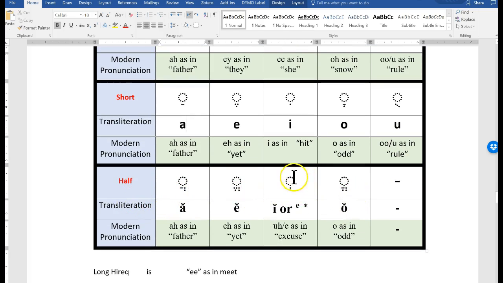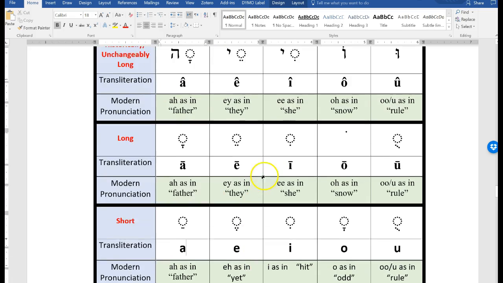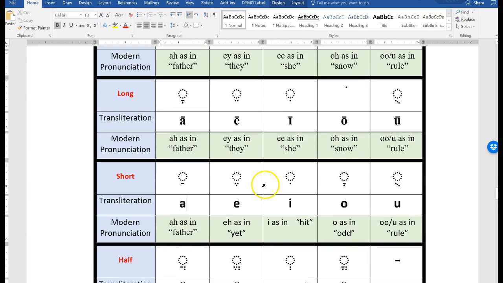So some people don't put the Shva as a true half vowel. So I put the footnote there, but just for the sake of this chart, we'll do that. And then I tried to put here the closest approximation as I could. And so maybe that will help you as you work through that.